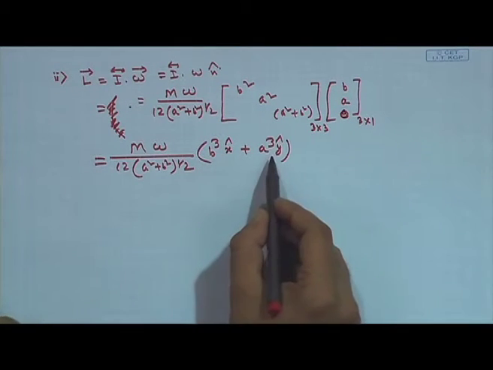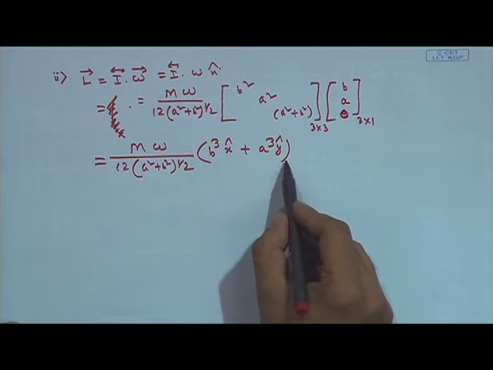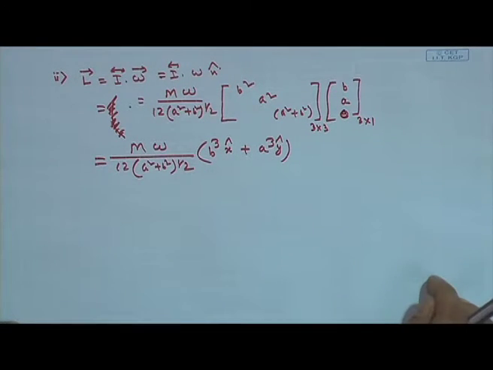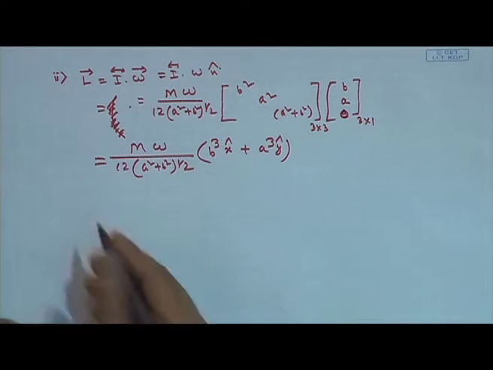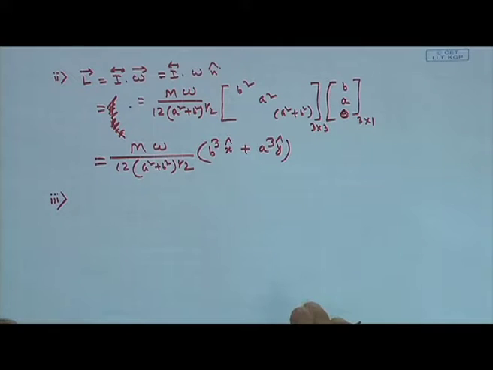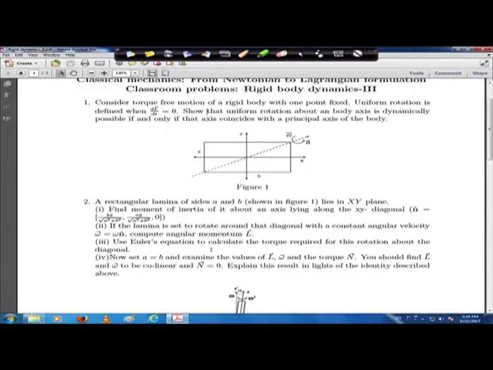I am just, instead of writing it, putting it into vector notation. So it's b cubed x cap plus a cubed y cap. Now for the third part, we have to write out Euler's equations, so let's go back to the problem once. The third part is to use Euler's equation and find the torque required for this rotation, this particular rotation about the diagonal.